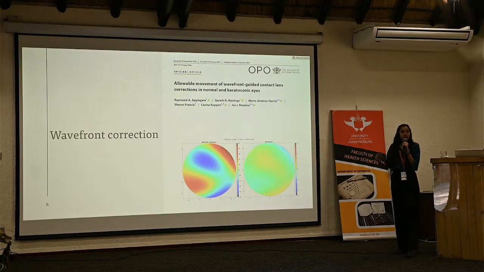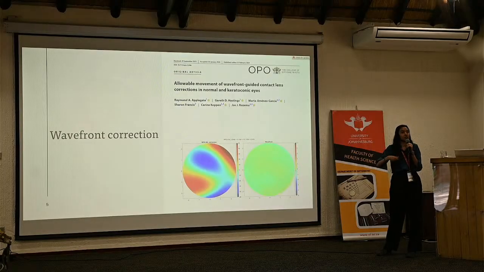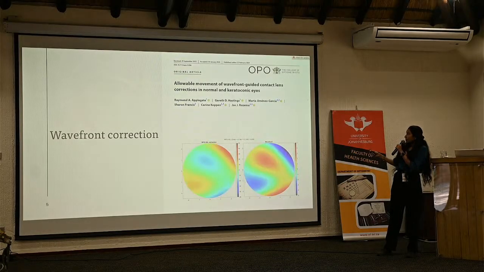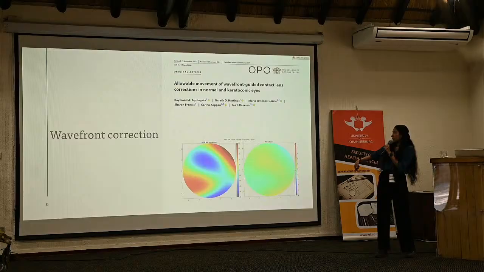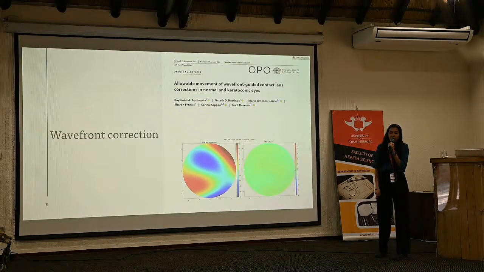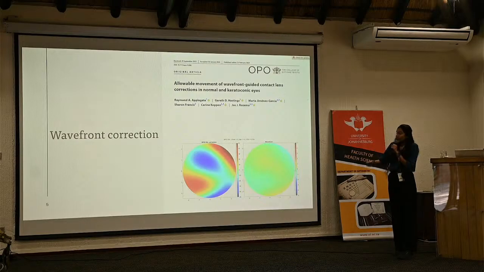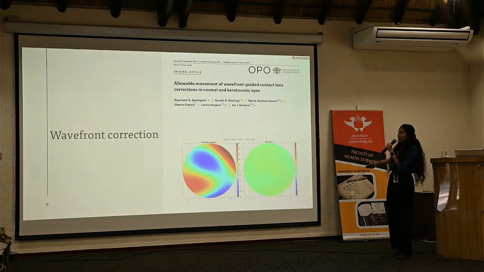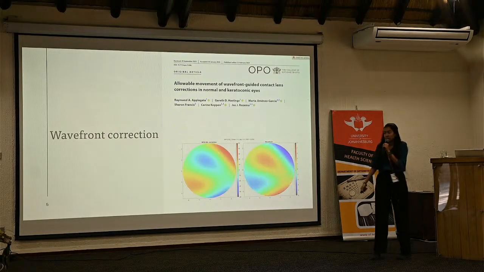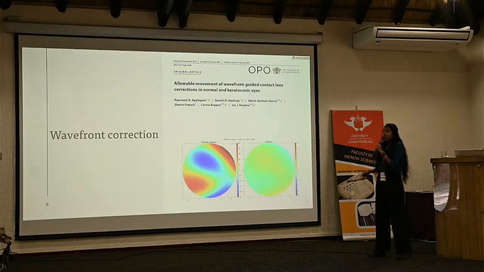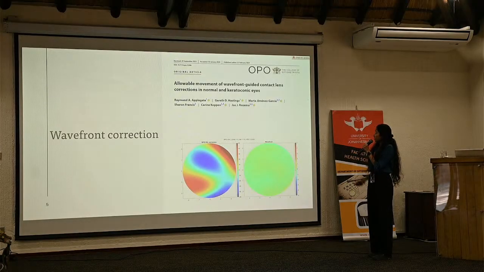This process is repeated through multiple iterations, and this is how the anterior surface changes. Here I show the example of IOLs, but in this paper the contact lens would change such that the wavefront now has very minimal aberrations, or no aberrations in some cases. So how was this project done?